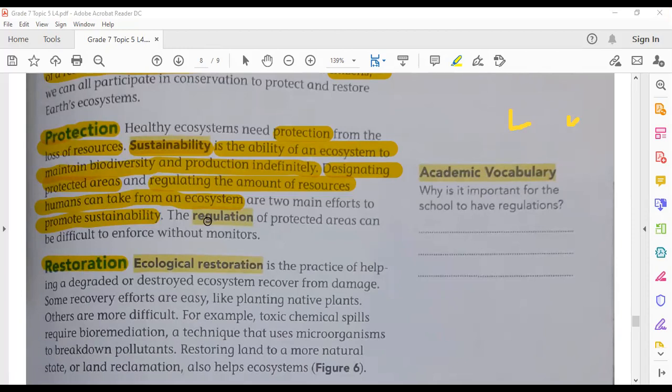So, also, what is regulation? Regulation of protected areas can be difficult to enforce without monitors. This process needs monitors.